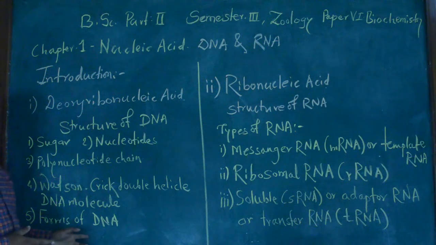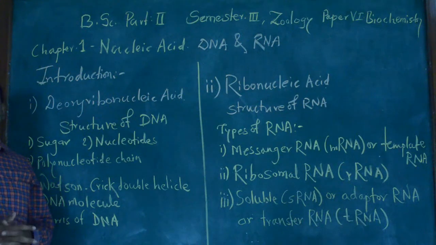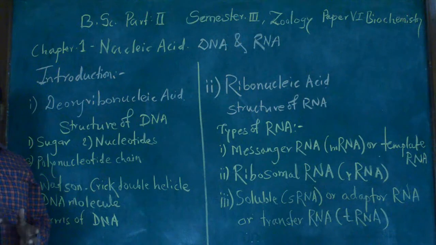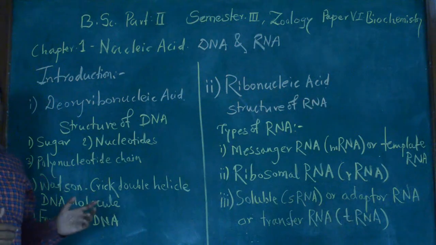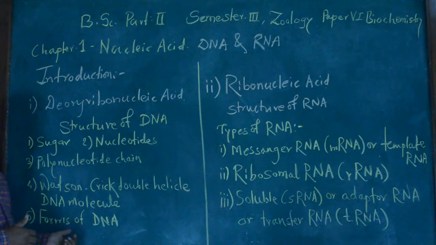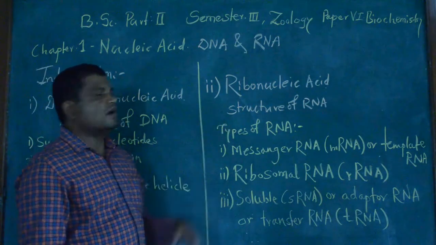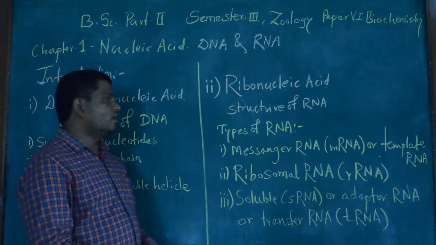So those are the forms of DNA, and they occur according to different metal components present, the temperature, and various physicochemical factors. The humidity and moisture level also play an important role in the occurrence of the different types of DNA. Now we are moving toward the next part, that is ribonucleic acid, which is the structure of RNA.